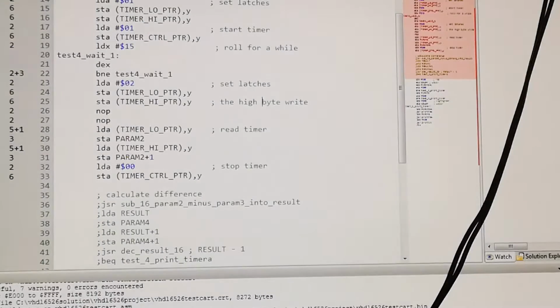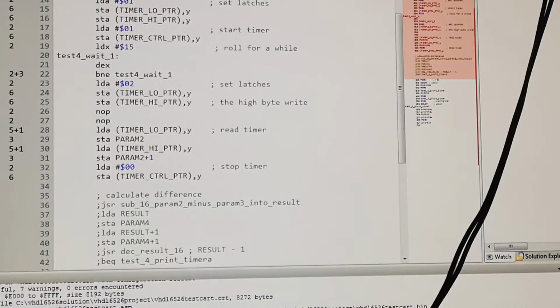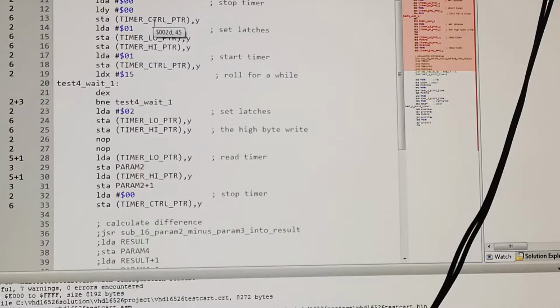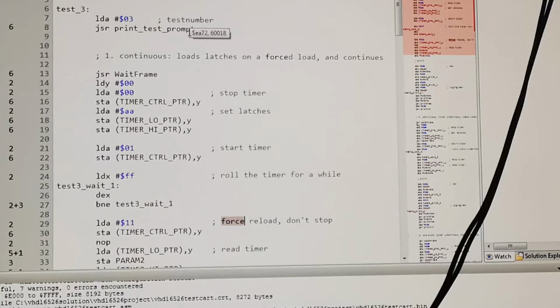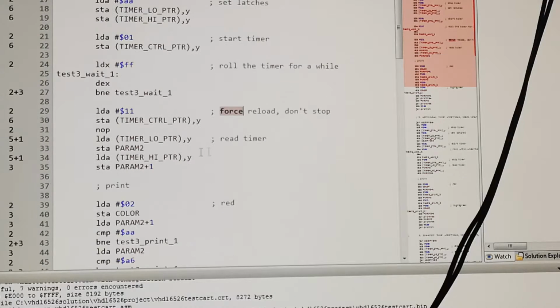So usually in these tests, what we see is that when the timer has stopped, then we read. But in these two tests that fail, we see that we do read the timer before we stop it. I didn't notice that before now. Also here in test 3, number 1, you can see a read timer right after the force load, but there's no stop. The timer is still running. For some reason we get a number that is further than what the real chip gives.